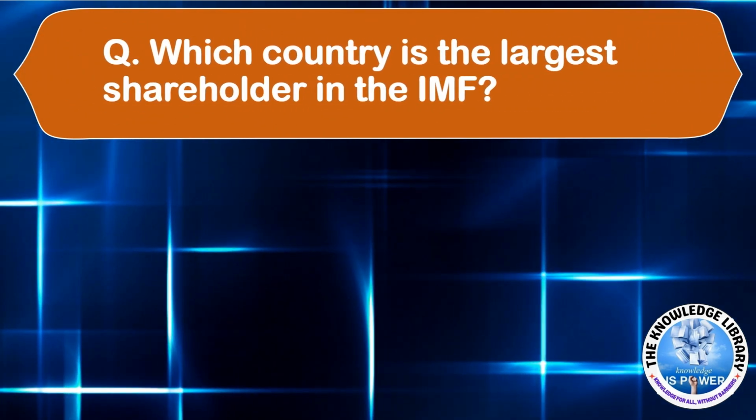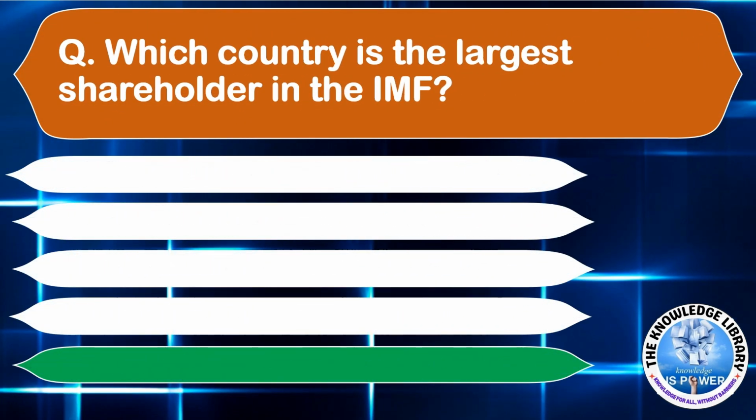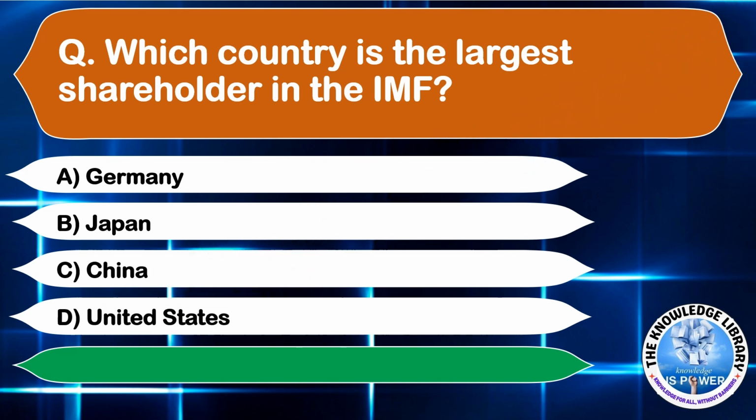Next question is, which country is the largest shareholder in the IMF? Option A, Germany. Option B, Japan. Option C, China. Option D, United States. Answer is option D, United States.